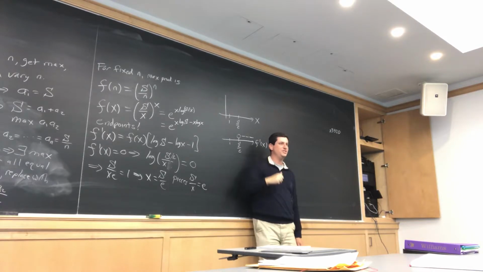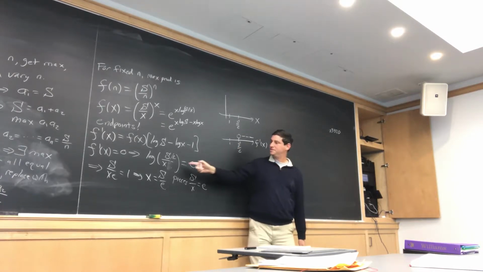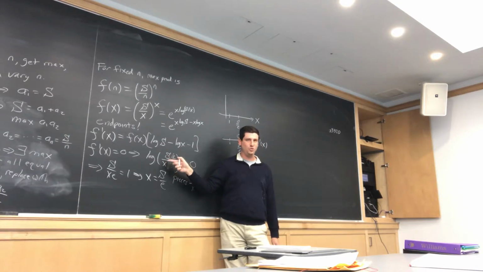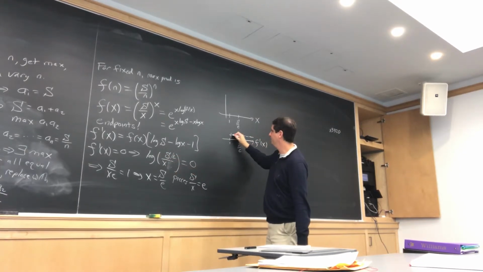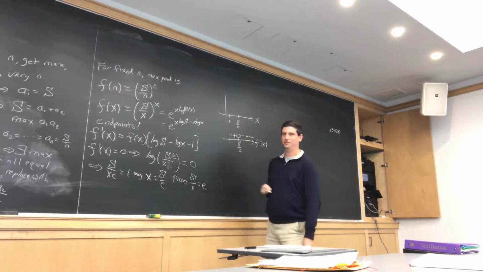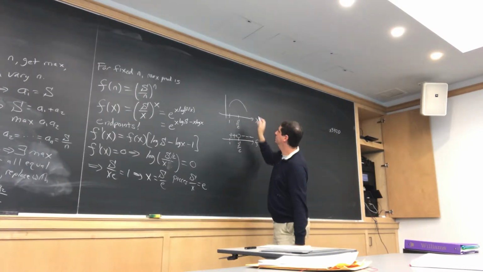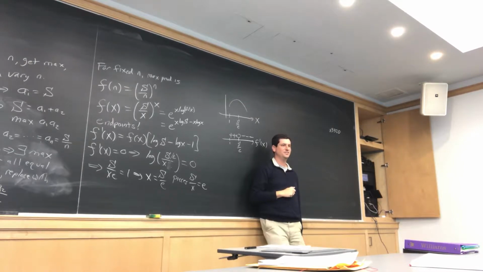The function is decreasing. What if x is less than s over e? What is true about this ratio? It's now greater than 1. Its derivative is positive. Oh, life is good. Right? When you look at this, the function is increasing until it gets to s over e, and then it's decreasing. So the curve looks something like that.